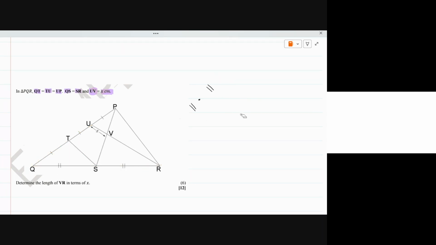So in triangle UQR, what conclusion have we reached? We've reached that TS is parallel to UR, and our reason there is the midpoint theorem. How else does that help us? We know that TS is parallel to UR. What else can we say?